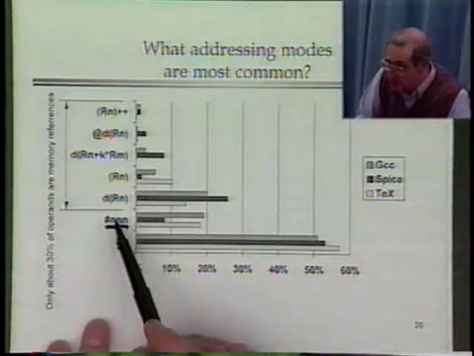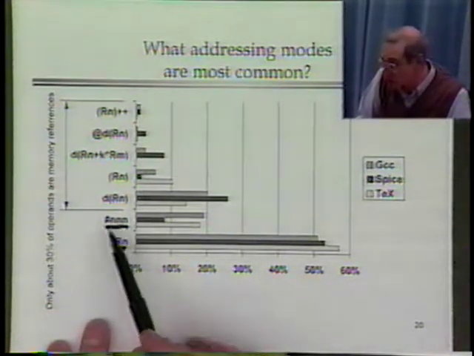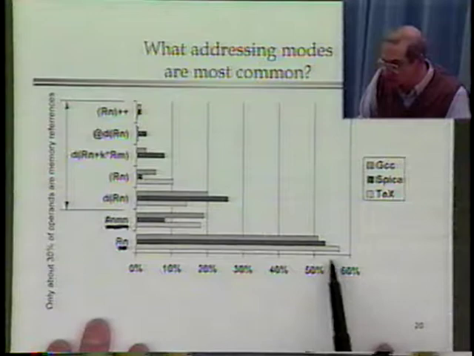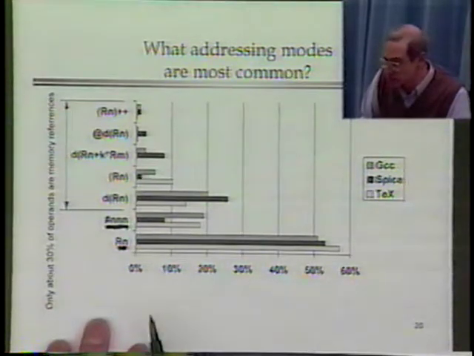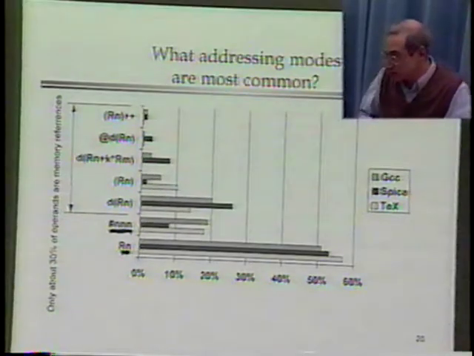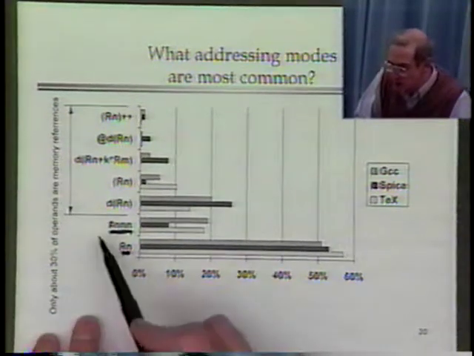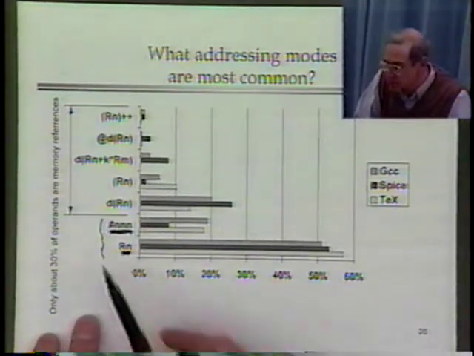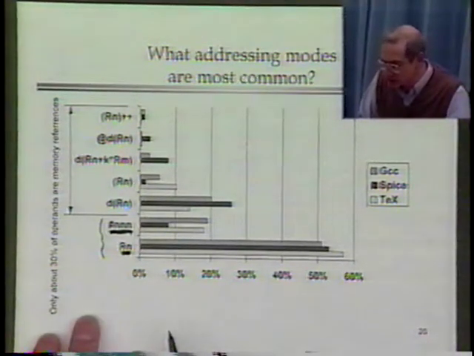So the non-memory reference addressing modes, in fact, correspond to what? 50 plus 20, maybe 70% of the accesses. So obviously in designing your computer, you want to design encodings and implementations for those modes which are efficient.